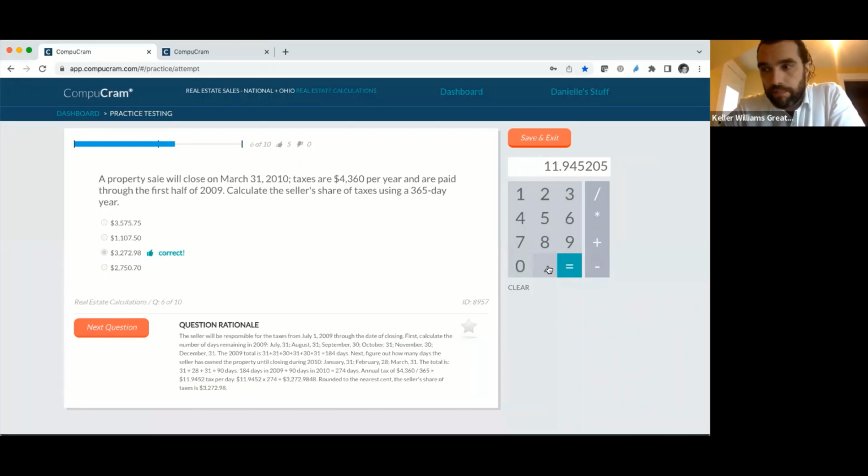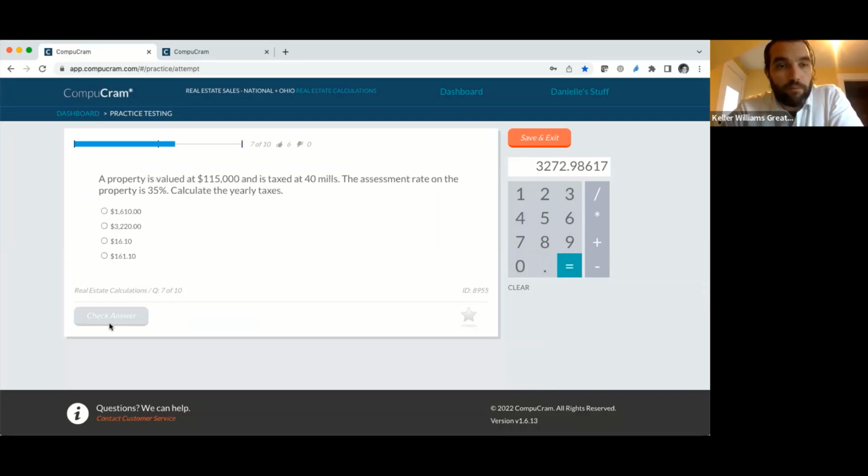So there are 181 days in the first half of the year. On a 365-day calendar, it means there's 184 in the back half of the year. So 184 plus 30 plus 28 plus 31 plus 31 plus 28 plus 31 is plus 90. So 184 plus 90 is 274. So from July 1st to March 31st, they owe for 274 days. So we multiply by 274. That gets us to 3272.98.